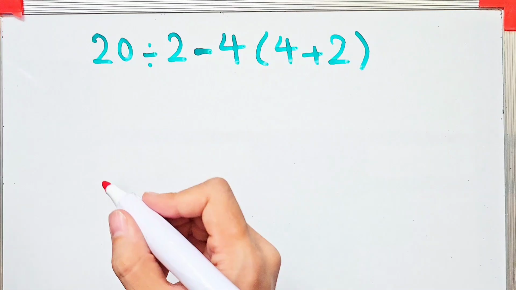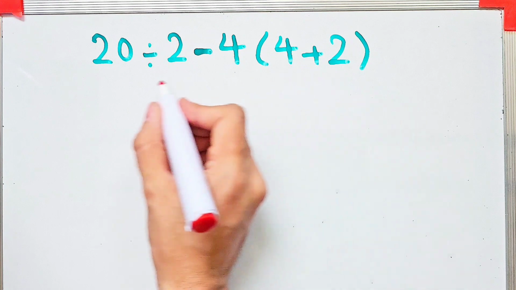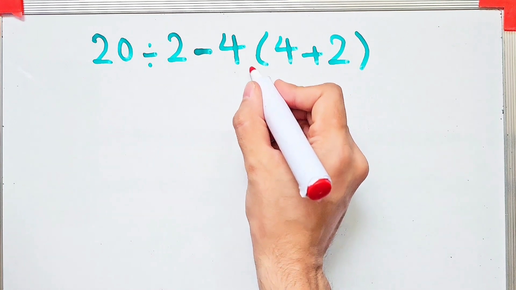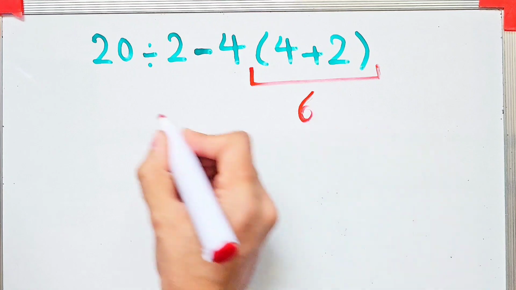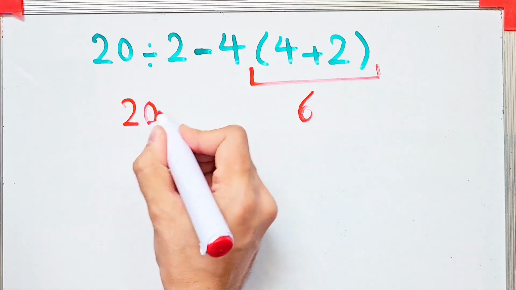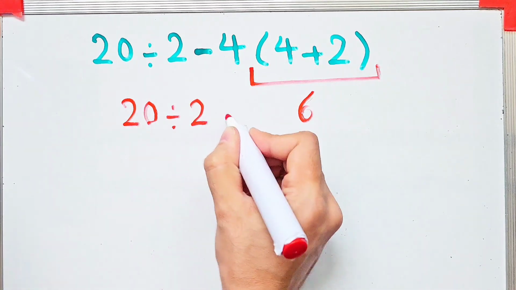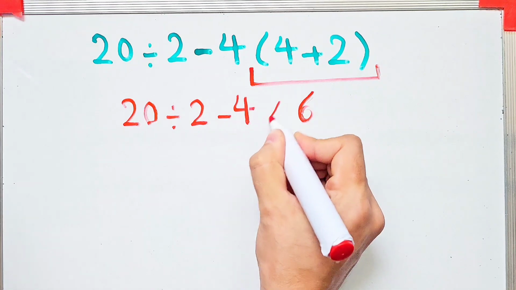Let's solve another question about the PEMDAS rule. Again, in this question, we have parentheses, so first we simplify the parentheses. 4 plus 2 equals 6. 20 divided by 2 minus 4, then times 6.